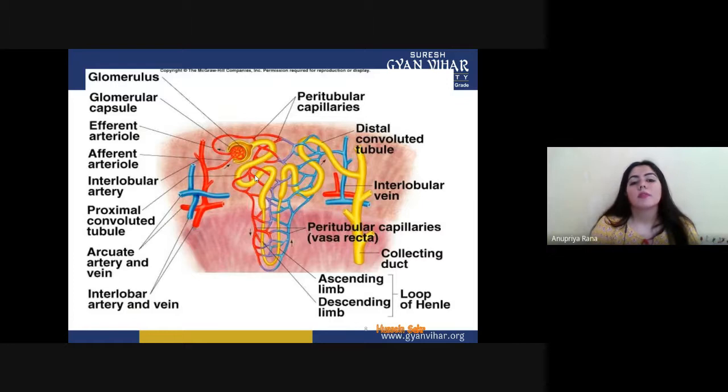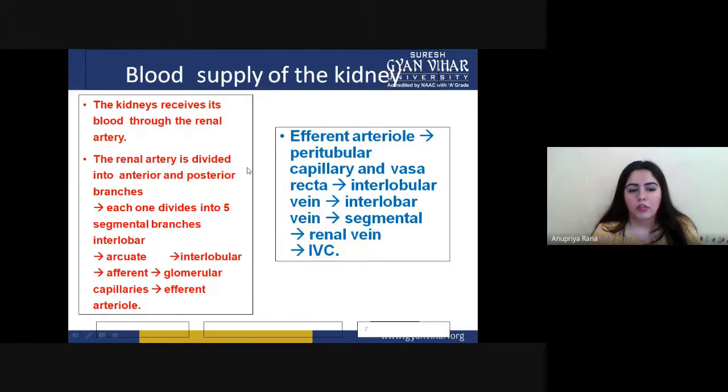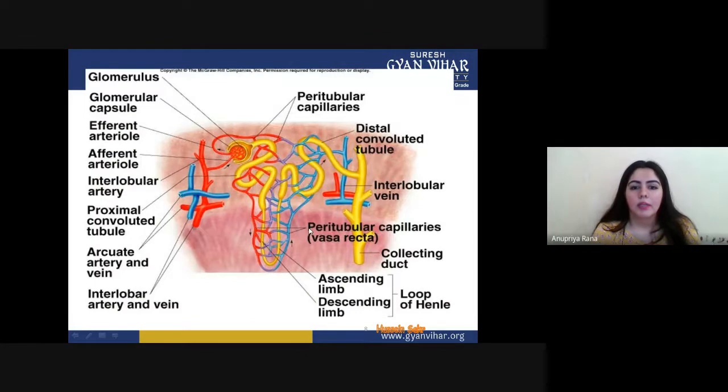This glomerulus, you can say this is the whole thing which we studied here. These are the main source of the blood supply in the kidney. They are diagrammatically represented here: the glomerulus capsule, this one, and this is the glomerulus. The efferent arteriole, this is that. The afferent arteriole, that is here.